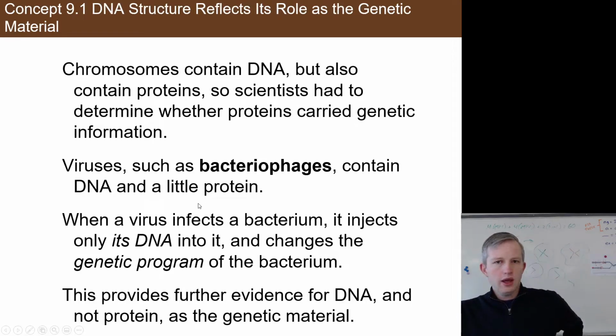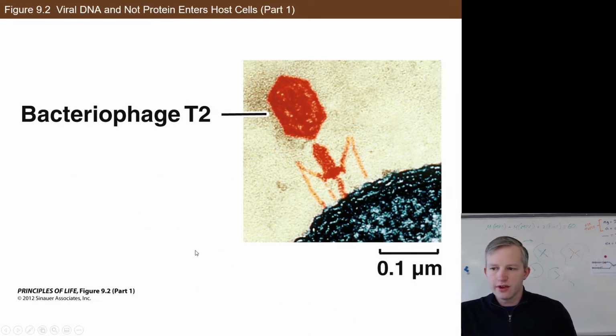In the history of figuring this stuff out, one of the things that was discovered is that bacteriophages, which are viruses that cause an infection in bacteria, contain DNA and very little protein. So when a virus infects a bacterium, it's injecting its DNA into that bacteria, which then alters its genetics and repurposes the protein synthesis and all of that. And so it provided evidence that DNA, and not protein, was the source of actual genetic material.